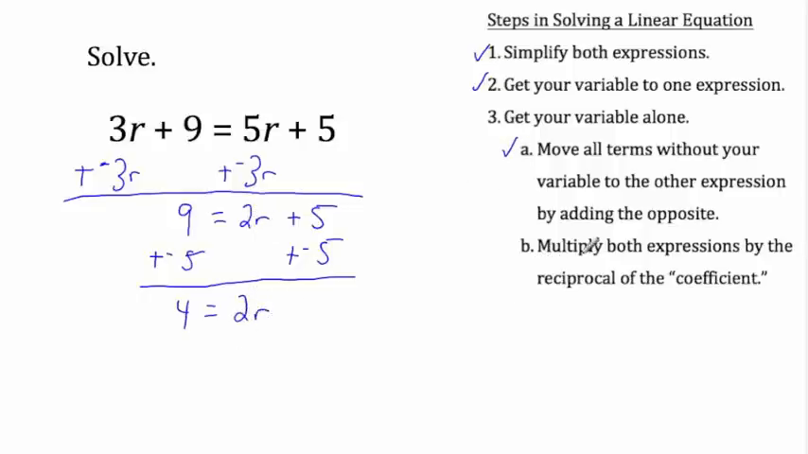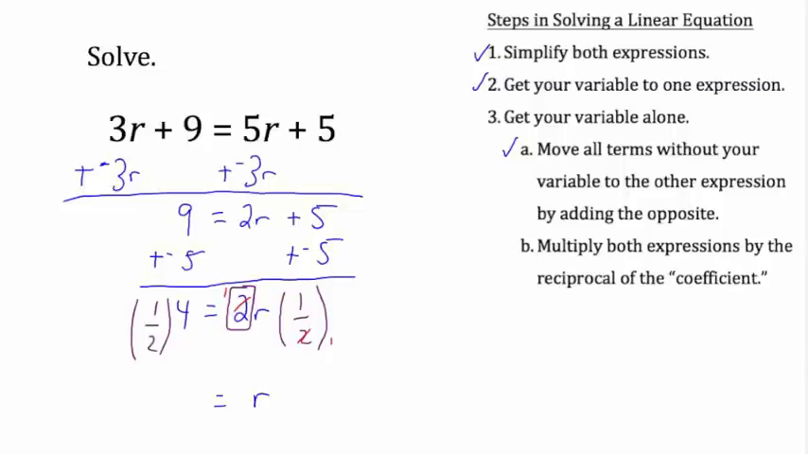Then all we have to do is multiply both expressions by the reciprocal of the coefficient. The coefficient here is 2, so we multiply by the reciprocal of 2, which is 1/2 in both expressions. Here, 2 goes into itself once and into itself once, and we can cancel here because these are all factors. These are all things being multiplied. In the right-hand expression, we will have just r.